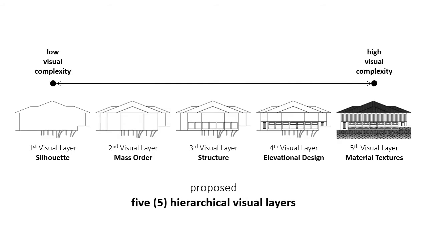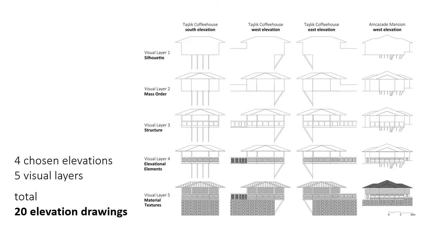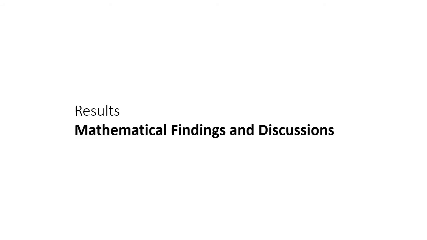The first and the least complex layer is the silhouette. The second is mass order. The third is structure. The fourth is elevation design. And the fifth, which is the most complex, is material texture. This results in a total of 20 elevation drawings. So let us look at the mathematical findings.